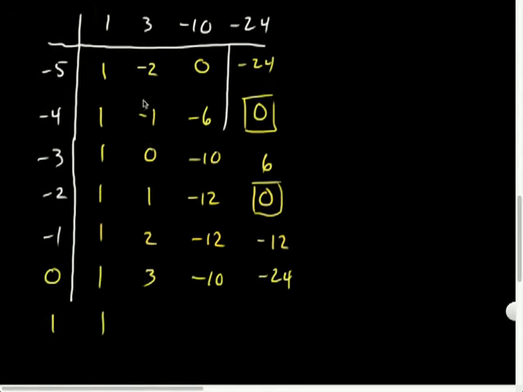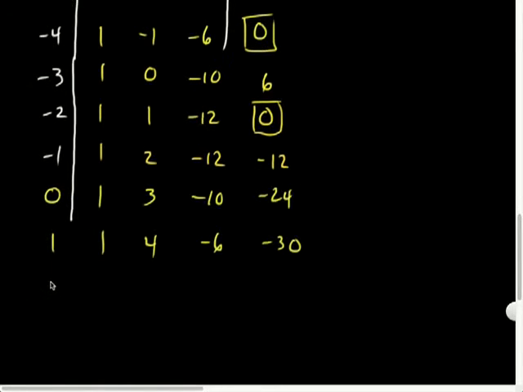So here we go. Bring down the 1. 1 times 1 is 1, plus 3 is 4. 1 times 4 is 4, plus -10 is -6. 1 times -6 is -6, plus -24 is -30. Oh, man, guys. All right, what are we going to find here? We're getting further away. Let's try 2. All right.